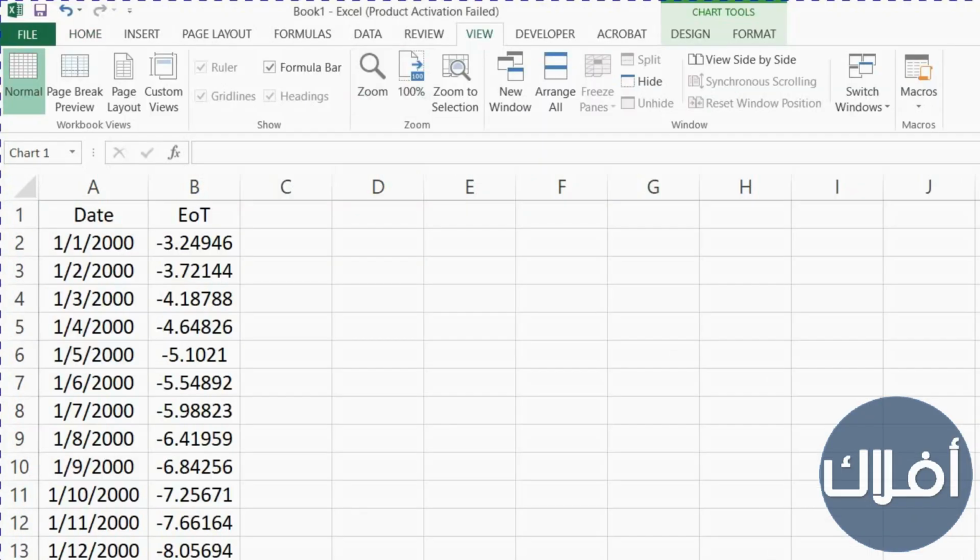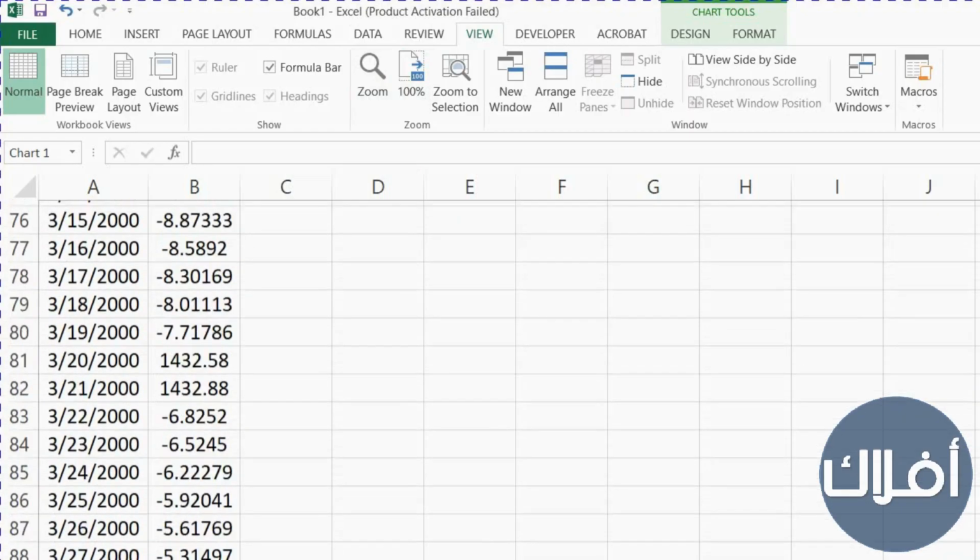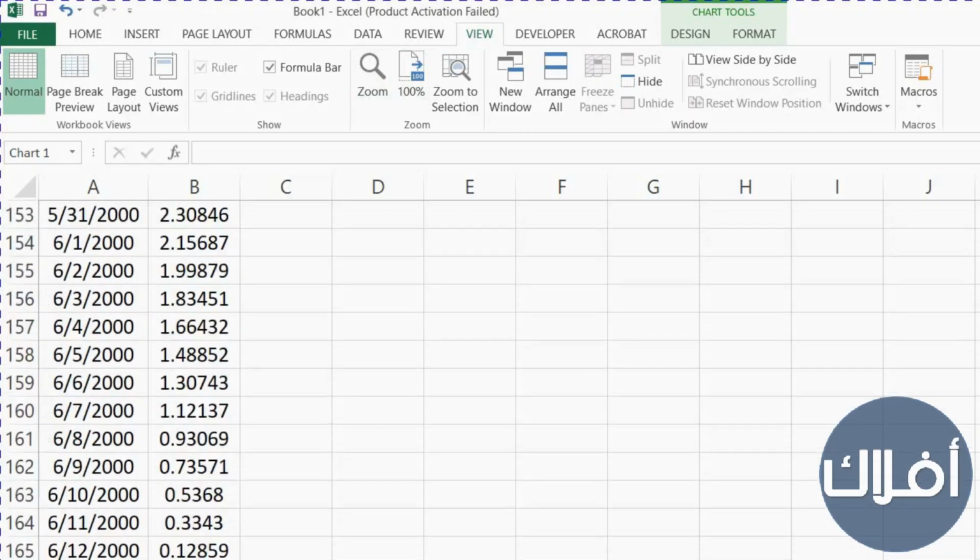The first method is the most primitive, although not very bad. This method is to use a table to know the value of the equation of time for a certain date.